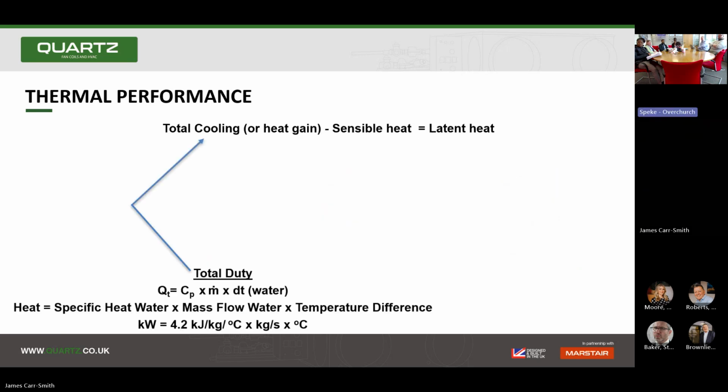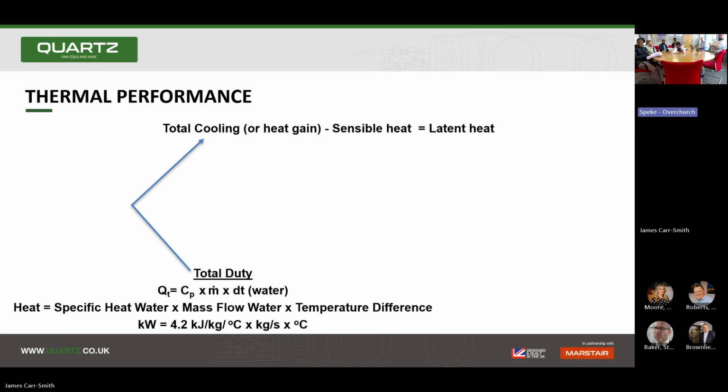So it's very easy done on a calculation. I think most people, and if they haven't, again, we can run through these sort of things. Total duty, it's an easy calculation. It's the specific heat of water, 4.187, 4.2, whatever you want to use, the mass flow rate of the water, which is easily measured, and the delta T of the water.